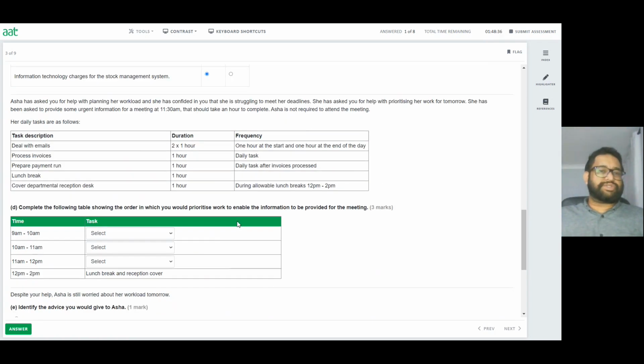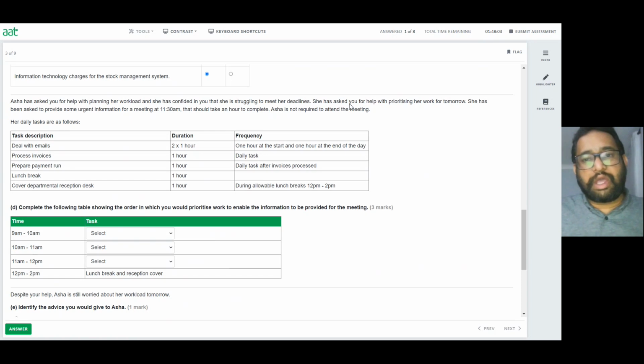Then have a look at the next question here. Asha has asked you to help with planning her workload, and she has confided in you that she's struggling to meet her deadlines. Obviously, she is new and getting used to how things work around here, and sometimes people may be overwhelmed with the tasks they've been given. Even though they are expected to do the task on time, sometimes they may not be able to. But then again, Asha has confided in you, so you're going to look into what we can do to assist her.